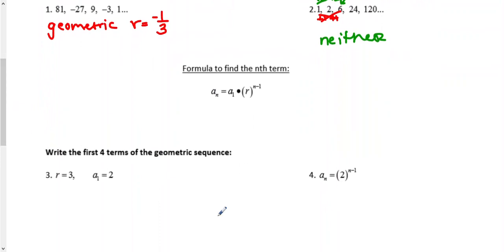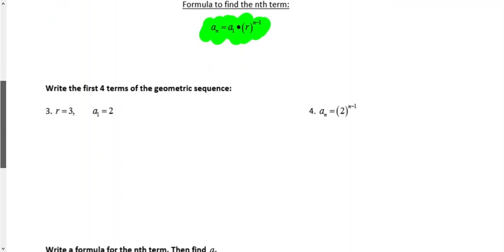Just like with arithmetic, we are going to have a formula. This formula is given to you on your formula sheet, but this is how we find our nth term. Alright, so the directions for number 1, write the first 4 terms of the geometric sequence. So that says nothing about a formula, so I don't have to write it. I know my first term is 2.